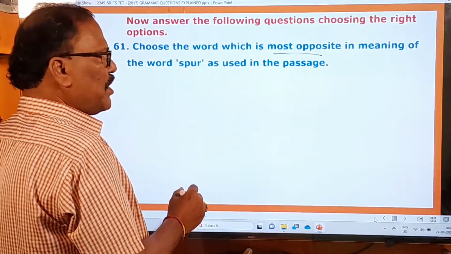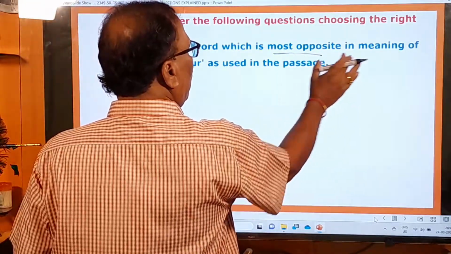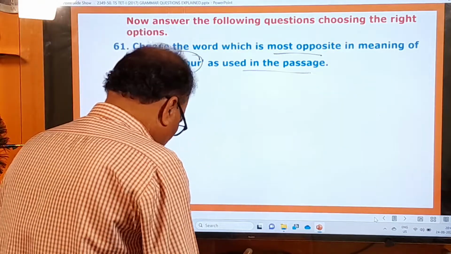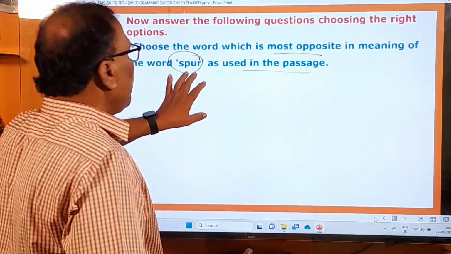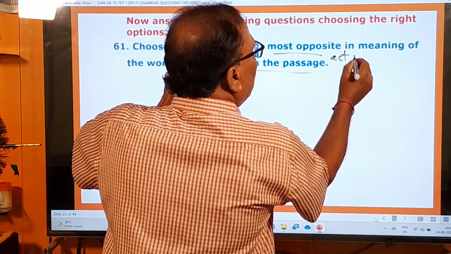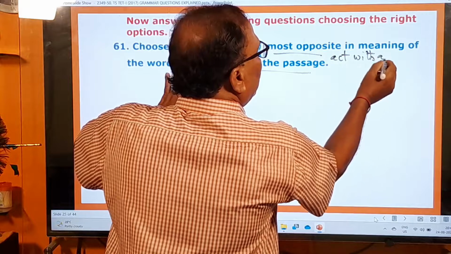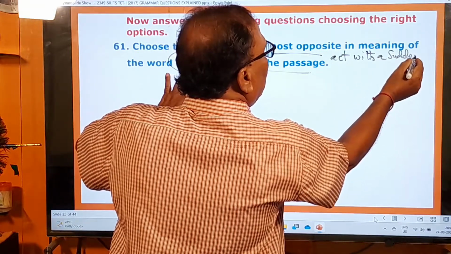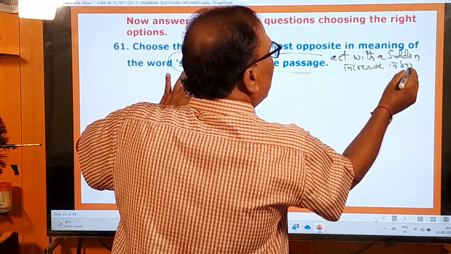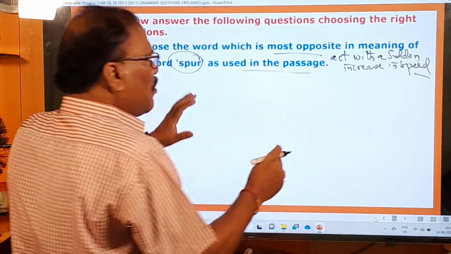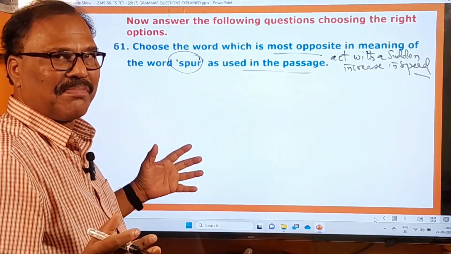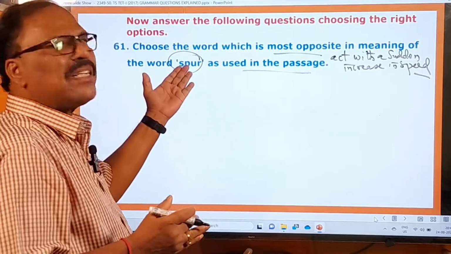Okay, most opposite means almost opposite. In the meaning of the word spur as used in the passage, what do you mean by this spur? Spur means to act with a sudden increase in speed. Automatically, at certain times, they act with a sudden increase in speed. They work very fast. Sometimes that is the child psychology.